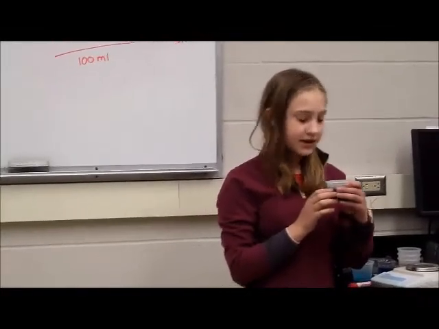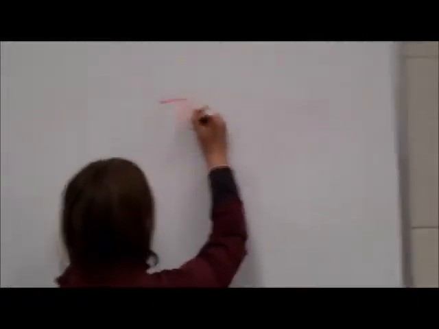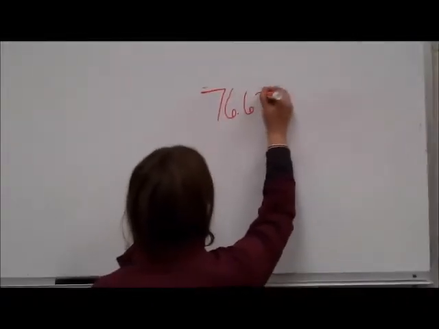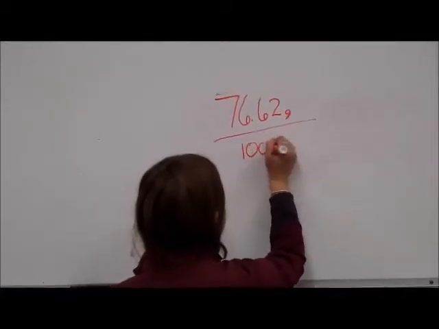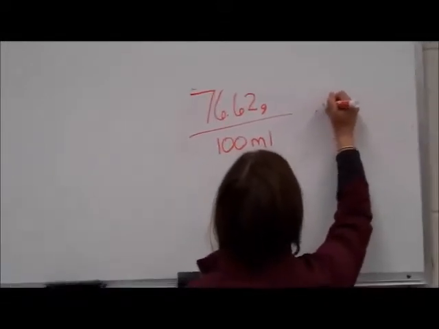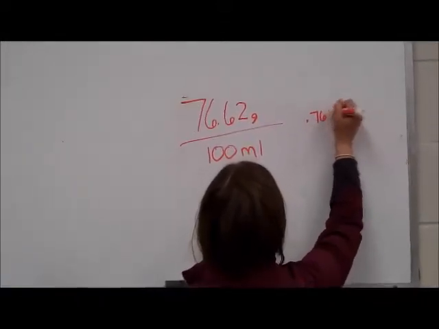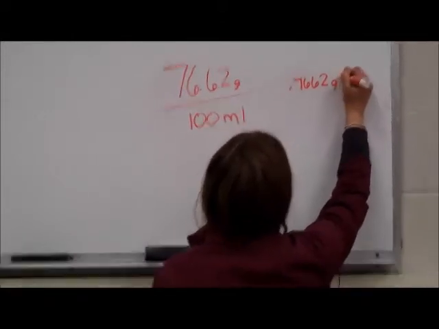This is rubbing alcohol. We've dyed it green for representation purposes. 100 milliliters. So we get 0.7662 grams per milliliter.